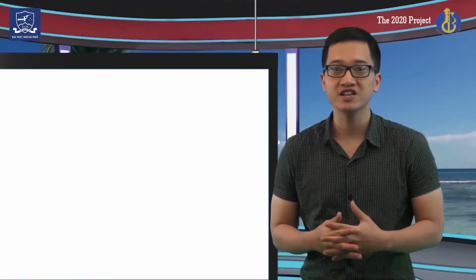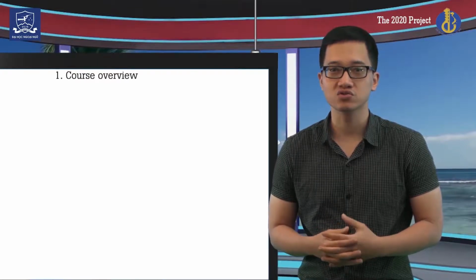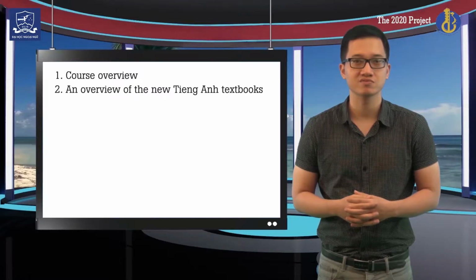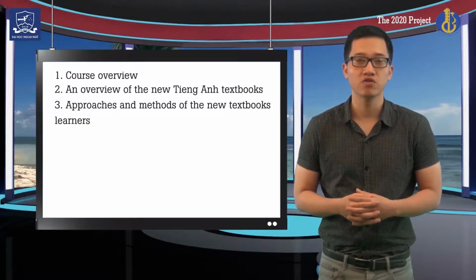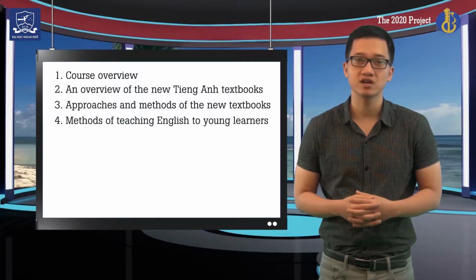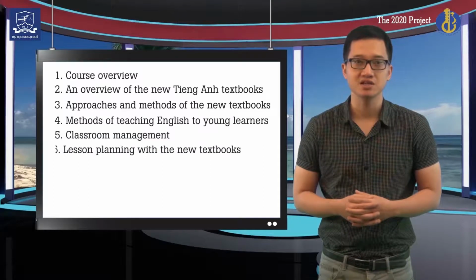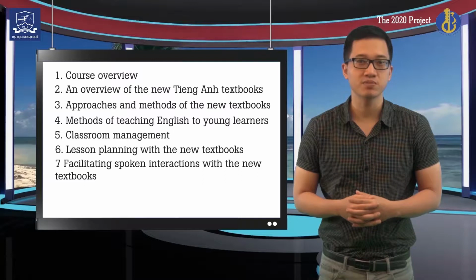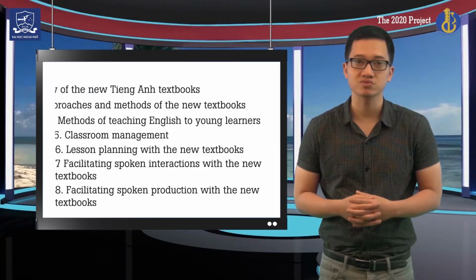So far, we have covered 8 modules in the course, and they are 1. Course overview. 2. An overview of the new Tiếng Anh textbooks. 3. Approaches and methods of the new textbooks. 4. Methods of teaching English to young learners. 5. Classroom management. 6. Lesson planning with the new textbooks. 7. Facilitating spoken interactions with the new textbooks. And 8. Facilitating spoken production with the new textbooks.